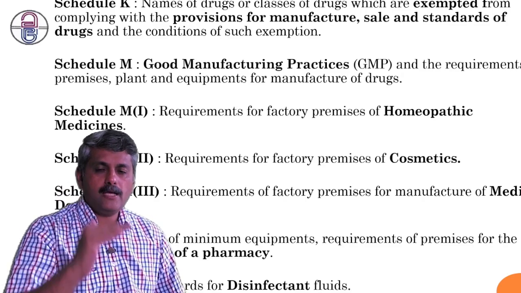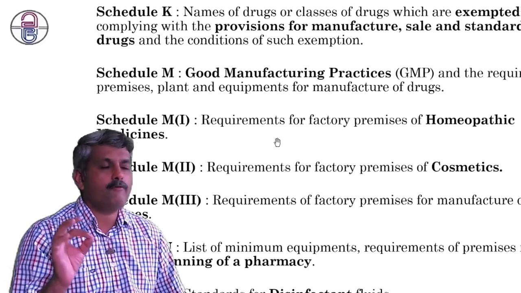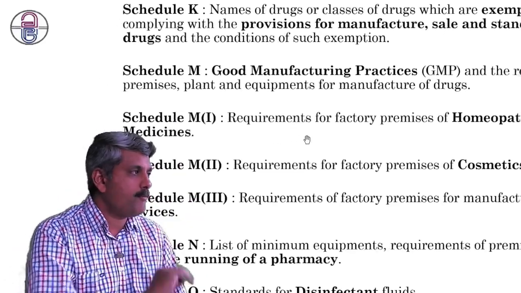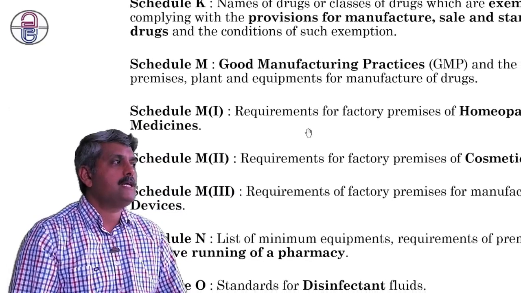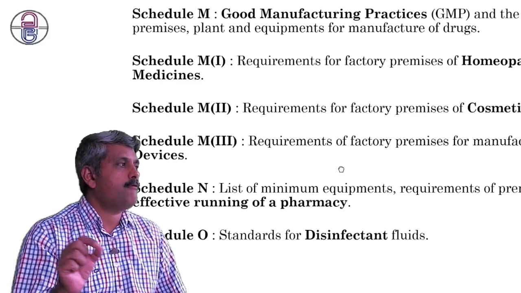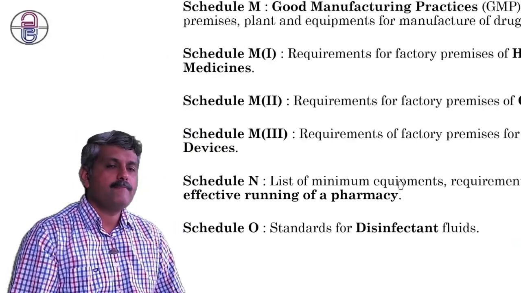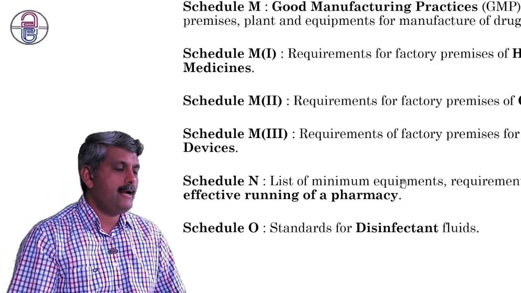And this schedule M is again bifurcated into three subparts. M1, the requirement for factory premises, particularly for homeopathy. Second, M2, the requirement for factory premises for cosmetics. M3, the requirement for factory premises for manufacturing of medical devices. These are M1, M2 and M3.